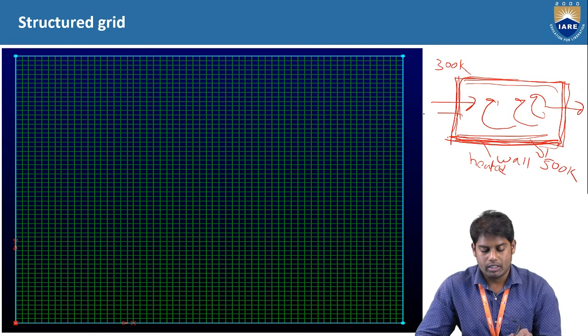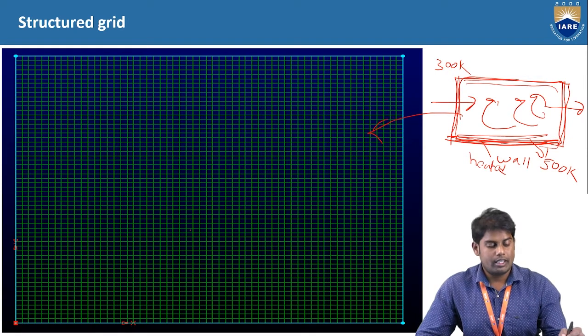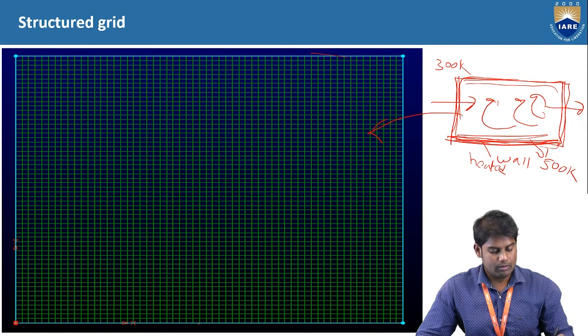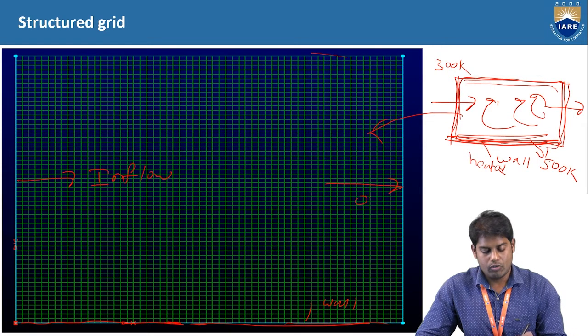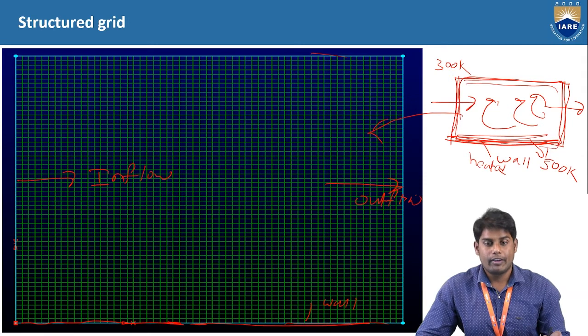So let's say this is the domain which we are talking about. Let's say this bottom one is your heated plate. Let's take this as wall. Here you have inflow of air and here you have outflow of air. This is the far field, or the free stream region, where you don't have any effect of this heated plate.